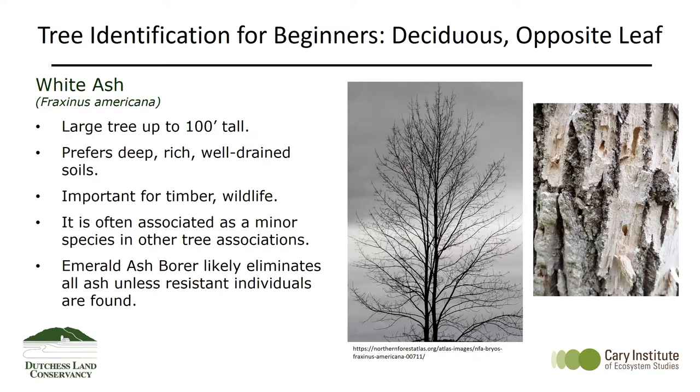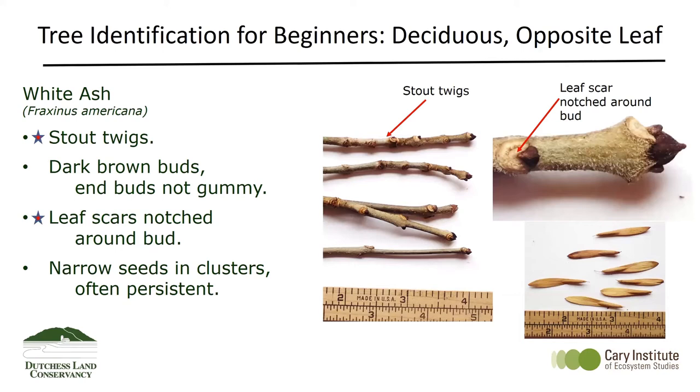Up close, the characteristics that tell us that we're definitely looking at an ash, particularly a white ash, are the stout twigs, and then looking at the buds and the leaf scars of the twigs. In the white ash, the leaf scar wraps around the bud, as you see in the right-hand photo. If you see those two characteristics, you know you're looking at a white ash.